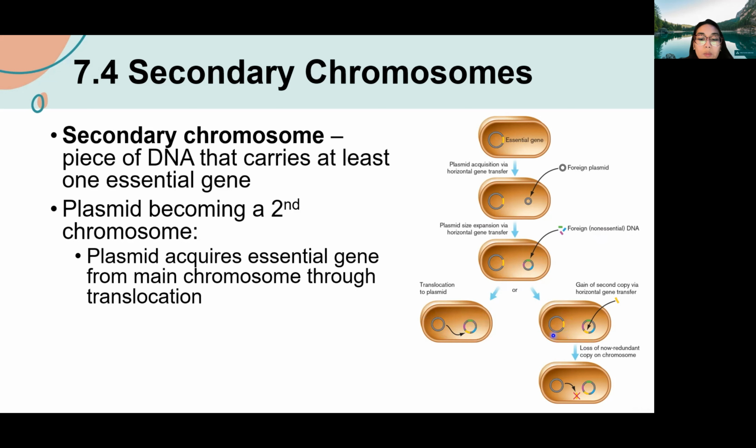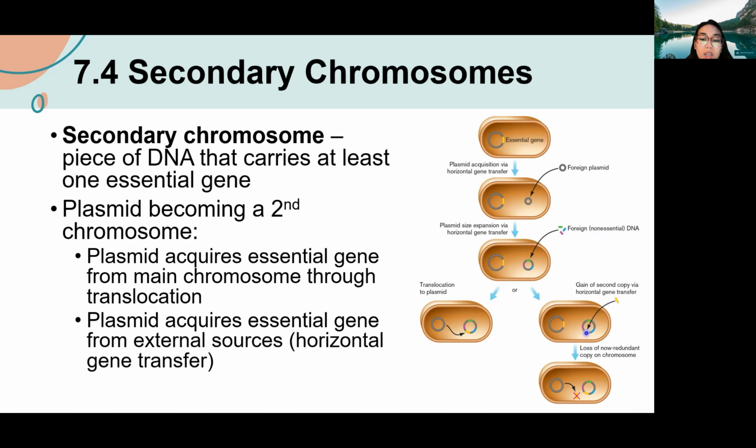Another way is if the plasmid acquires some kind of gene from the outside, some external source. So that's through horizontal gene transfer, which we'll talk about later in the class, but basically a gene from outside goes into the bacteria and then attaches itself into this plasmid. Now, this plasmid has this essential gene, but there's actually two copies of that essential gene. So if for whatever reason, the essential gene in the main chromosome gets deleted, now the secondary chromosome is the one that carries that essential gene, and it's the only one that carries it. And so now this is considered a secondary chromosome because without this, the bacteria would not be able to survive.